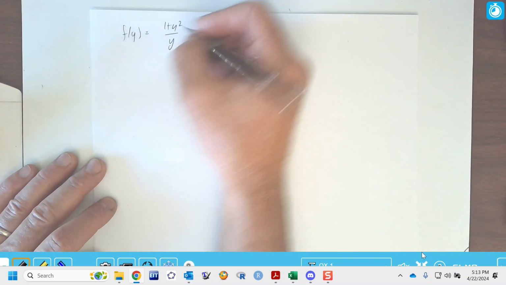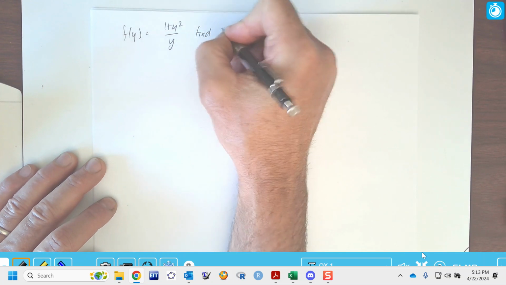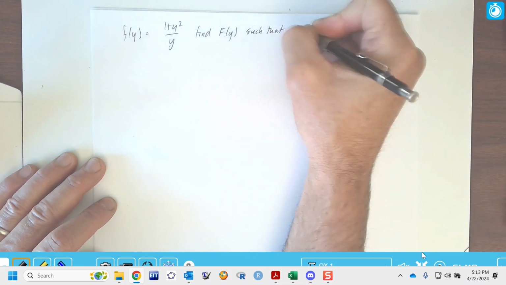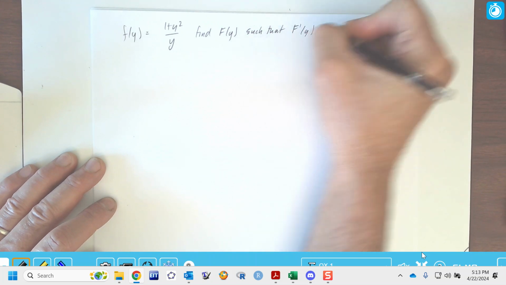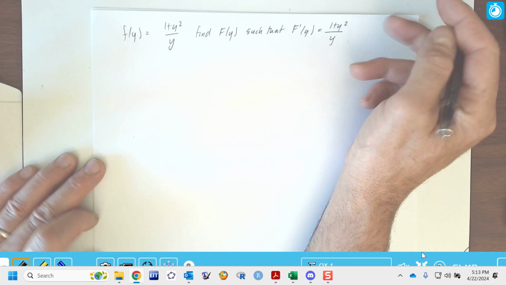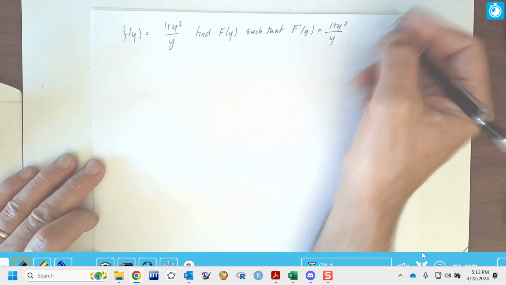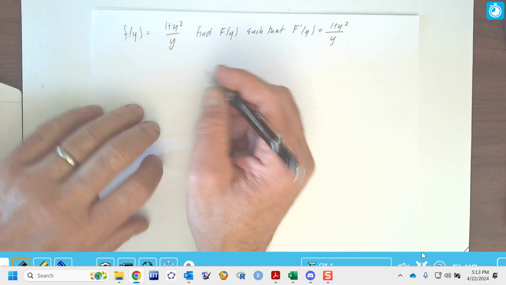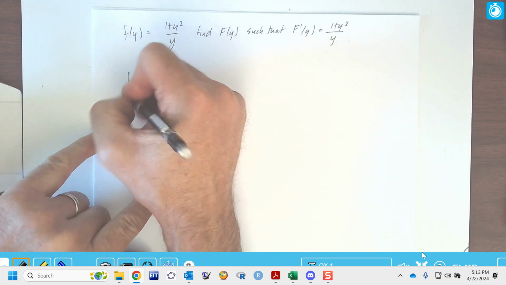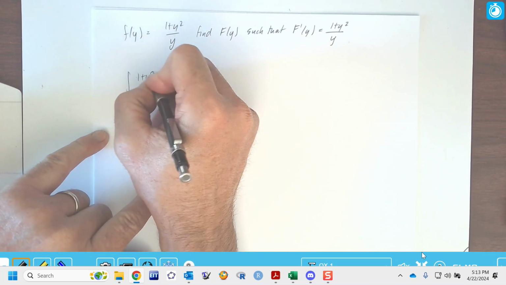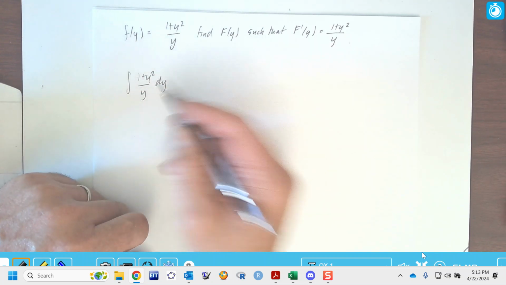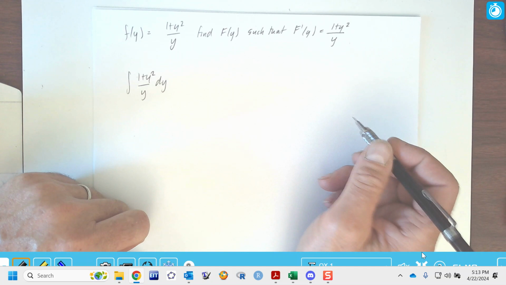Okay, so find f of y such that f prime of y is equal to 1 plus y squared over y. All right, so off to the races we go. We want to know what the integral of 1 plus y squared over y dy is. So we want to find the antiderivative here.